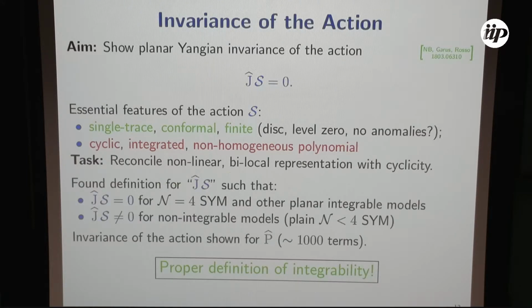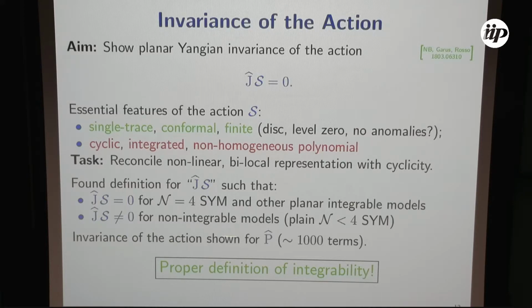But we did find a proper definition for j hat acting on S, such that j hat on S is indeed 0 when you do it in N equals 4 super Yang-Mills and other integrable planar gauge theories that we think are integrable, and in such a way that j hat on S is not 0 for non-integrable models. For example, you could look at N equals 4 and less than 4 super Yang-Mills in 4 dimensions, or maybe even other supersymmetric gauge theories in other dimensions. They would typically not be invariant.